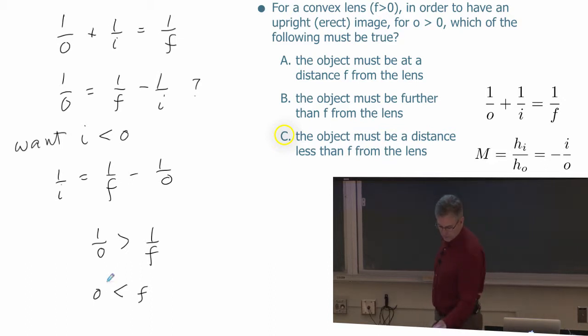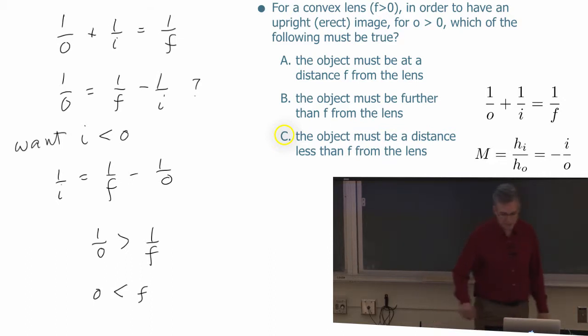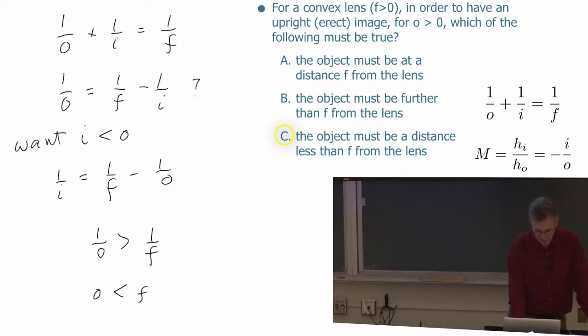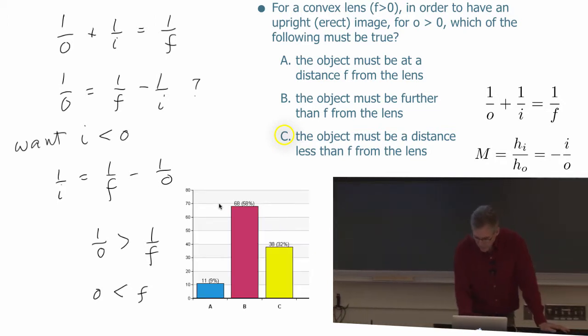So the object must be a distance less than F from the lens. O has to be less than F. C is the correct answer. We had a kind of an even split last time. Well, about a third of you got it. And that's the reasoning behind that.